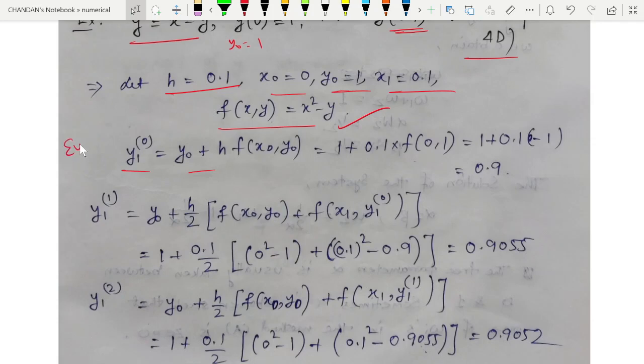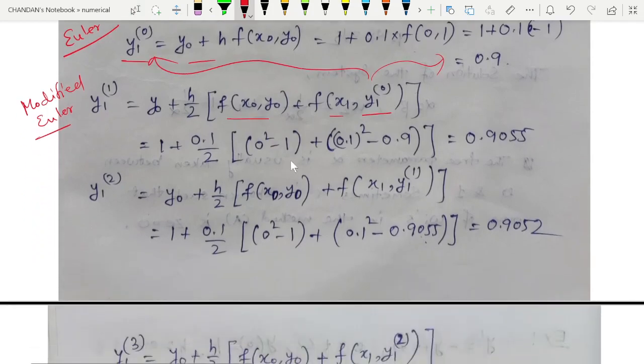So this is the simple Euler method. Now you apply here the modified Euler method. Y1 at 1 is equal to y0 plus h by 2 into f of x0 y0 plus f of x1 and y1 at 0, and y1 at 0 is equal to 0.9. So f of x y is equal to x square minus y. We put the values, x0 means 0, y0 means 1. If we put the values, then we get 0.9055.